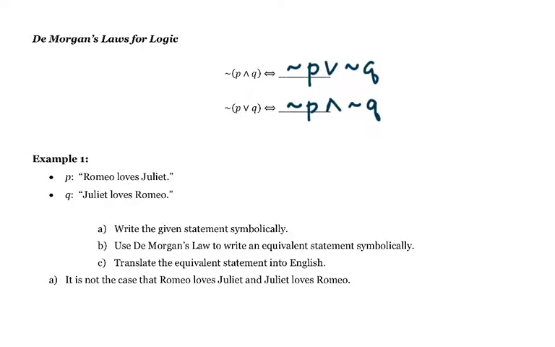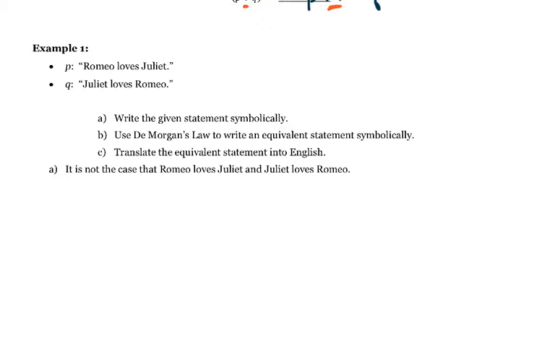So if you see here, the operator changes and the negation distributes. Okay? Using what we did from the warm-up, we have our P and Q. Romeo loves Juliet is P, and Q is Juliet loves Romeo. We're going to write the statement that was provided symbolically. We're going to use De Morgan's law to write an equivalent statement symbolically, and then we're going to translate that equivalent statement into English. So we have, it is not the case that Romeo loves Juliet and Juliet loves Romeo.